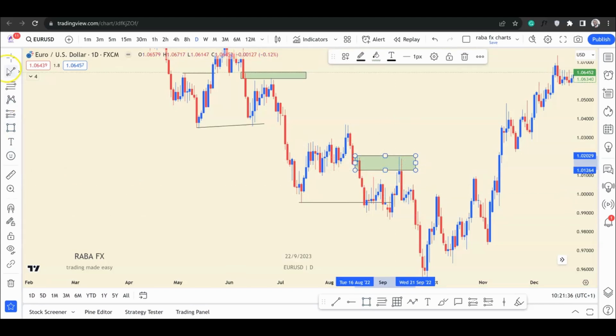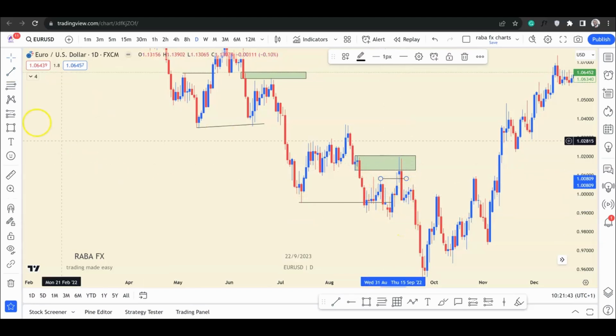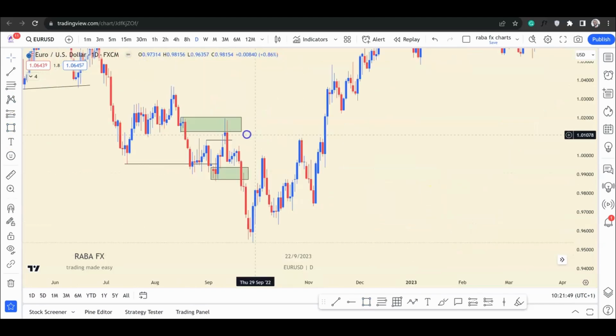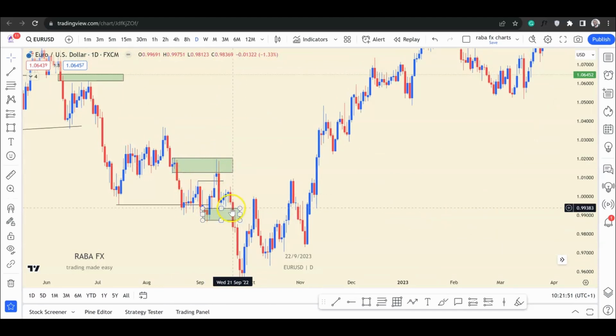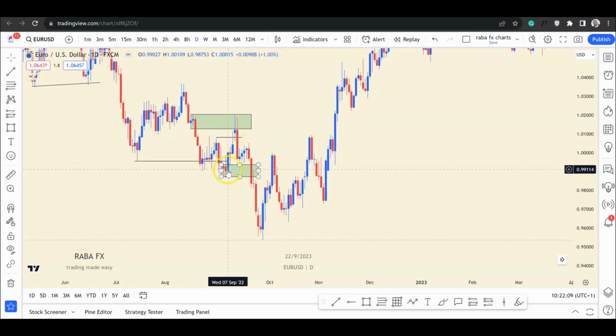Now in this case, some people will call this a choch because it took out this high and they want to be selling or buying in here. What happened? Price took them out. This is a trap. This is what you have been doing and you are losing. Do not do that. Price took that out because they don't understand the market structure.